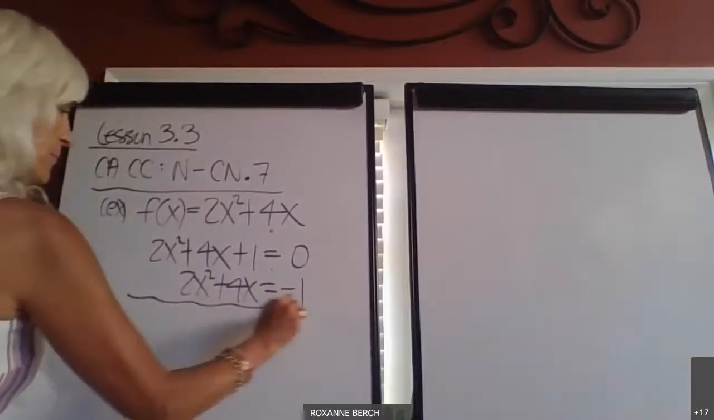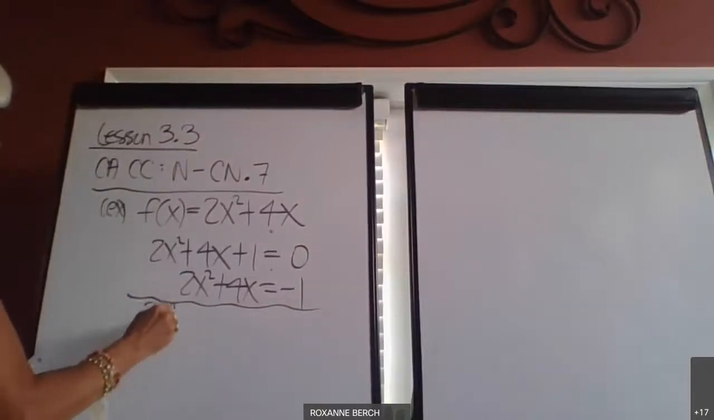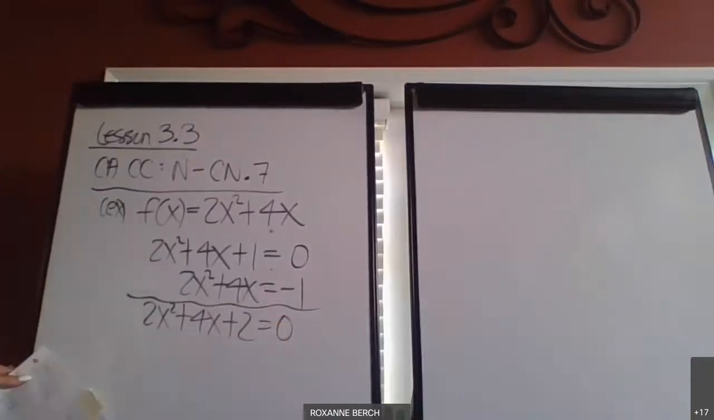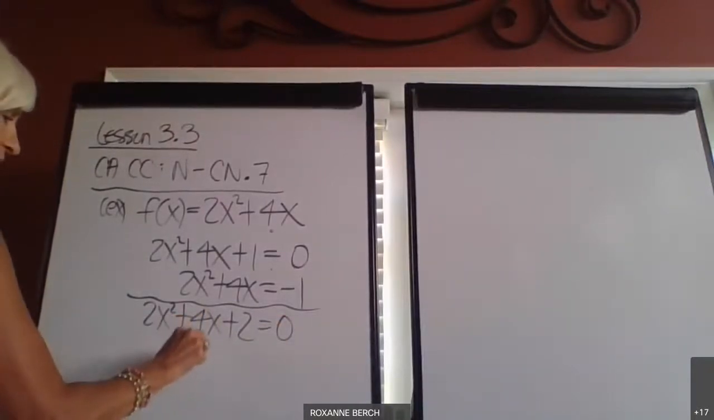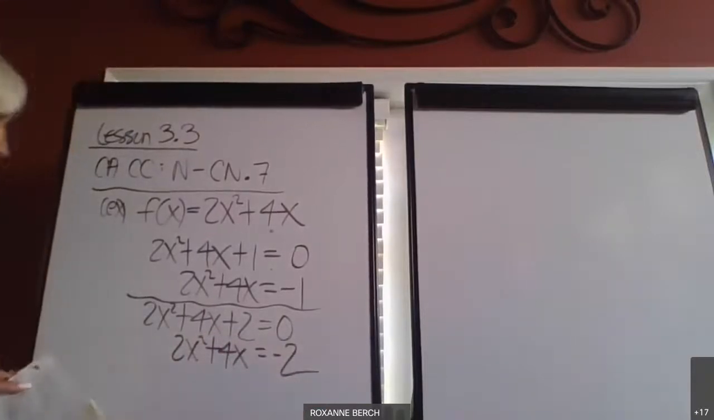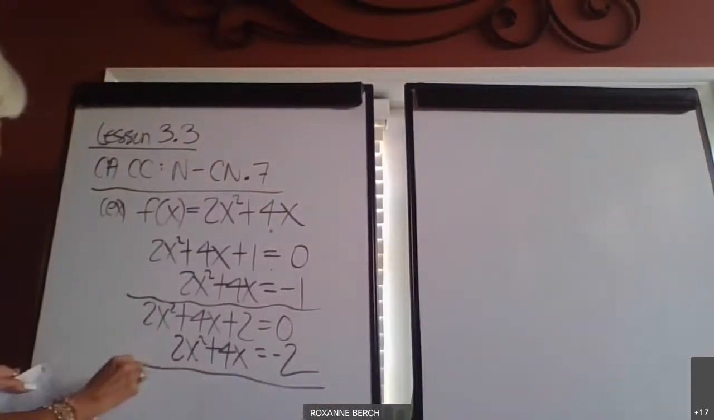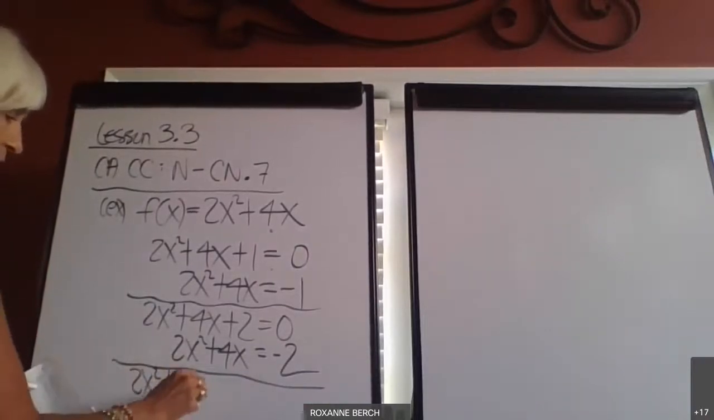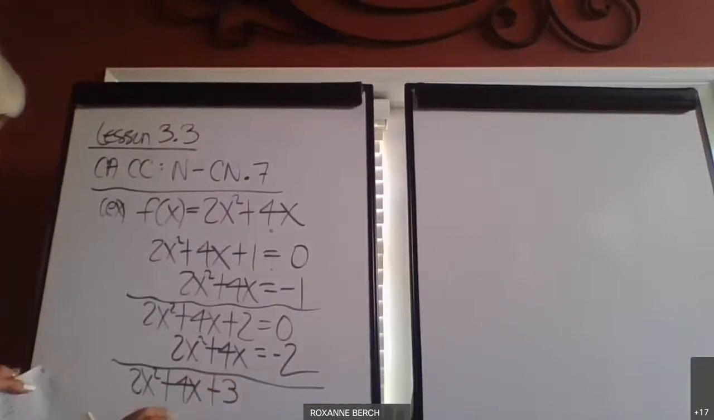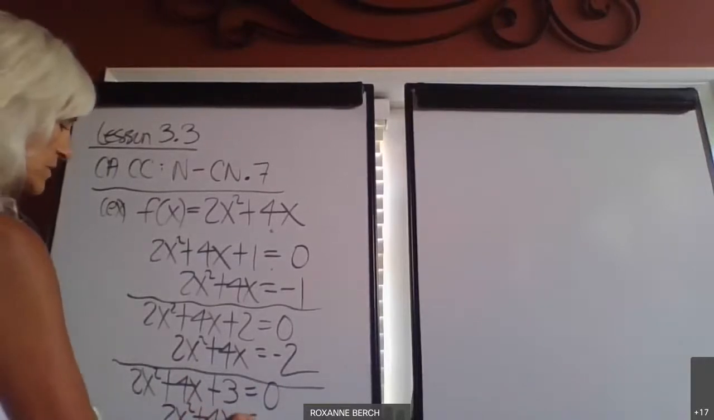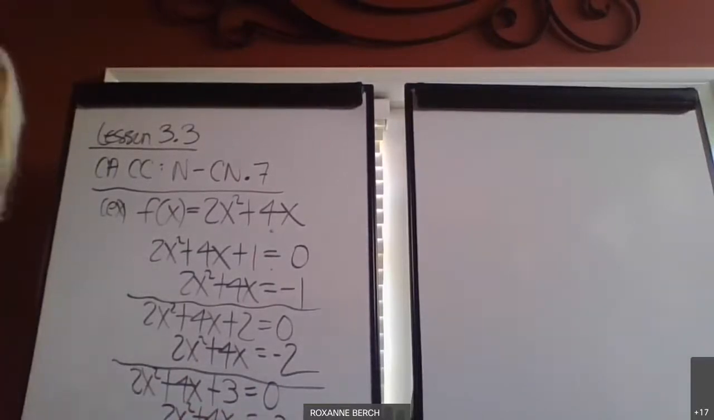The next problem, they take 2x squared plus 4x plus 2 and set it equal to 0. And if you subtract 2, you get 2x squared plus 4x equals a negative 2. And in the next one, they take 2x squared plus 4x plus 3, set it equal to 0, and subtract 3 would be 2x squared plus 4x equals negative 3.